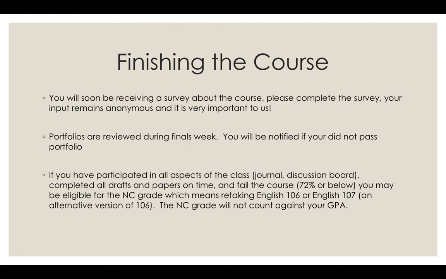If you have participated in all aspects of the class, which means you did every journal, every discussion board post, you did all the peer reviews, you completed all of your drafts and papers on time, and you still end up failing the course, which is 72% or below, you may be eligible for the NC grade, which means you still need to retake English 106 or possibly be placed in English 107, which is an alternative version of 106, and the NC grade does not count against your GPA.